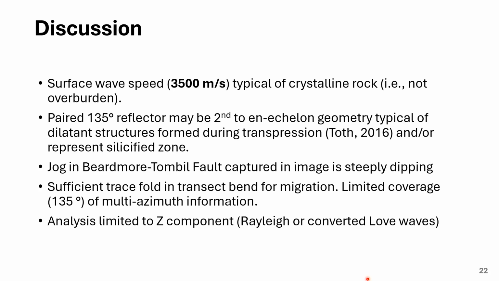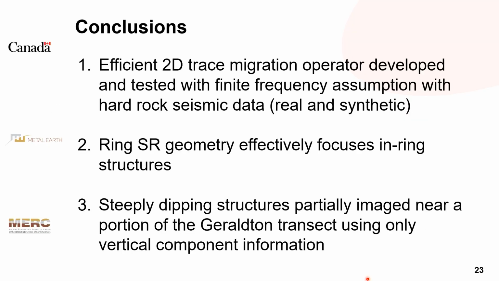As regards the method and the information we had on hand, I can conclude that we have sufficient trace fold in just that one little bend of the Dralton transect for migration, despite there being limited coverage. And of course, in the real data situation, we're limited to the Z component because that was the information we collected, as opposed to three components. But the Z component does appear, both in synthetics and in the real data, to be quite sensitive to the surface wave backscatter that we're modeling.